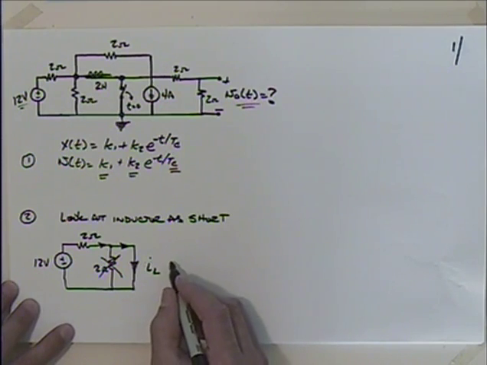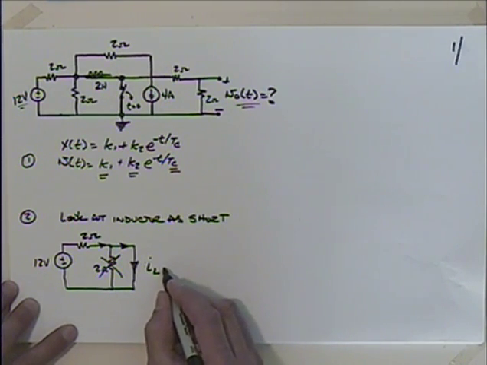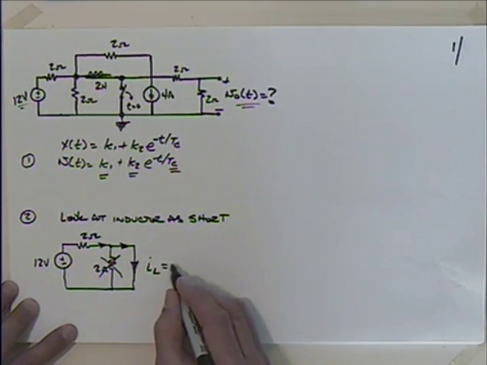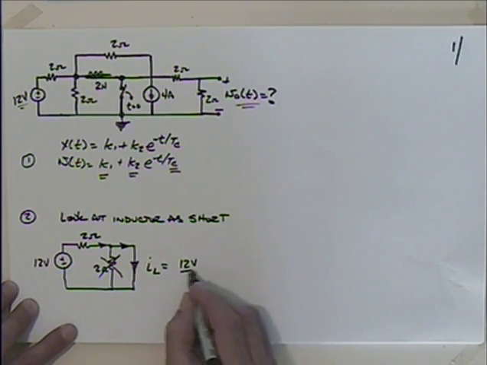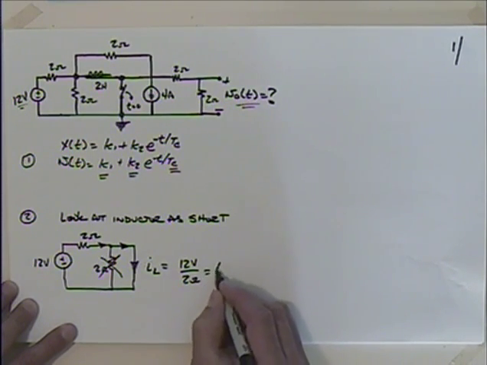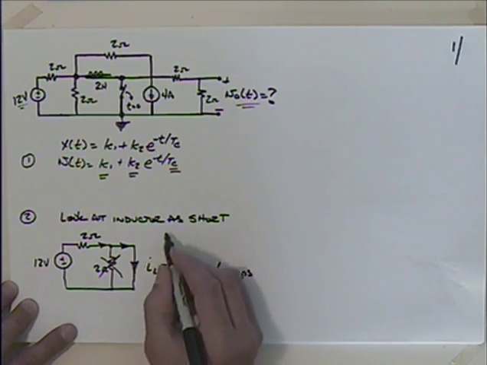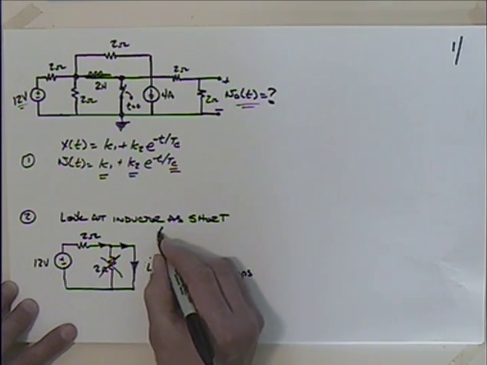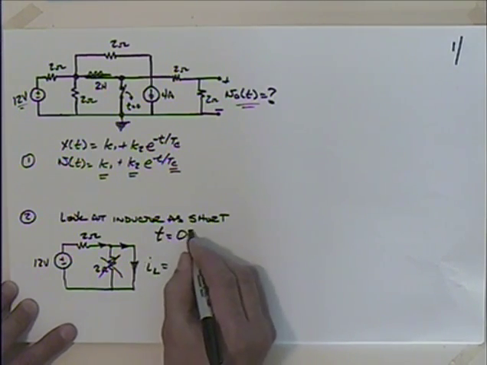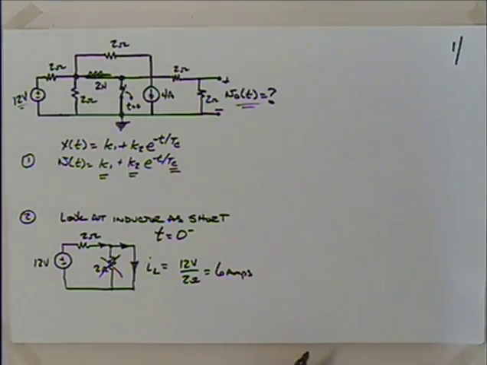So I could say that this is really equal to what, 12 volts divided by 2 ohms, which gives me 6 amps. Okay, and this is for time t equal to 0 minus, before we move the switch.